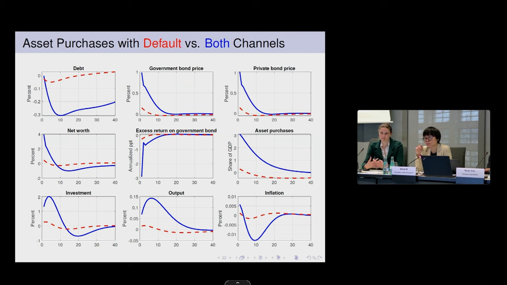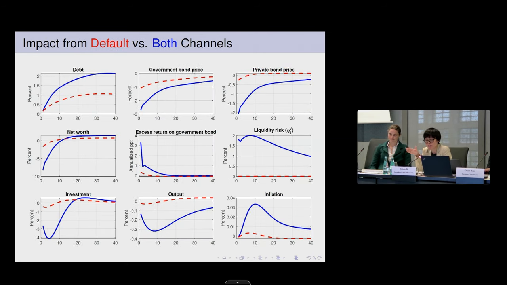Okay, so what we do here is introduce the asset purchase in the presence of the two types of risk. And we ask how much the asset purchase could contribute, depending on which channels you have. Again, with the blue lines, you want to think about how big an impact the asset purchase could have if you have both channels present, versus the red line, which shows you only have the default channel. The asset purchase, shown in the middle column here, has a different magnitude because it depends on the excess return on the government bond. And as I showed you here, when you have both channels, the excess return is much stronger.